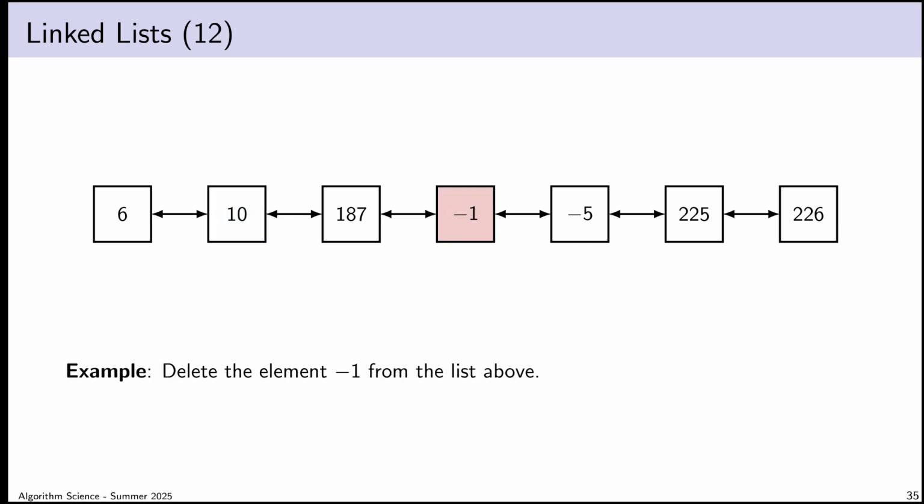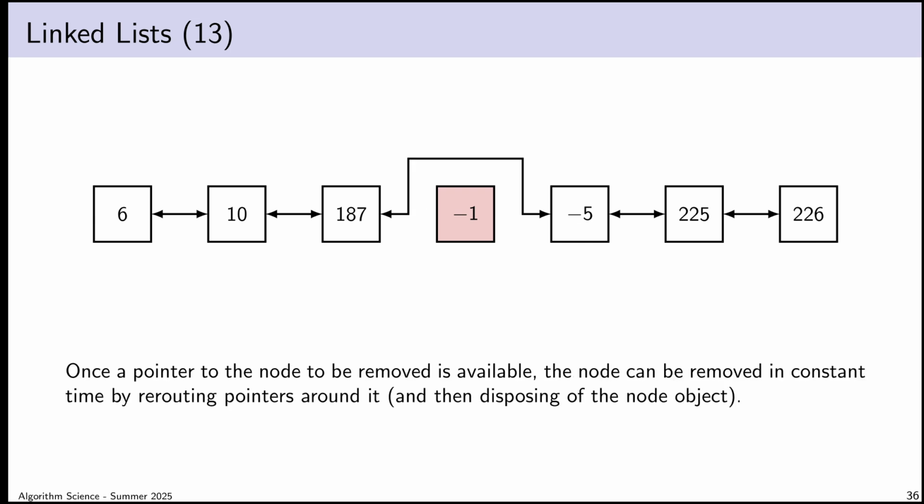All right, let's try removing something. So delete the element -1 from the list above. And let's just say that we already have a pointer to -1. We know where the node is in the list. Well, then to remove it, all I really have to do is reroute the wiring around that node. So I just make it so that 187 connects directly to -5, and then I've got this node sitting off by itself, and I get rid of it somehow.